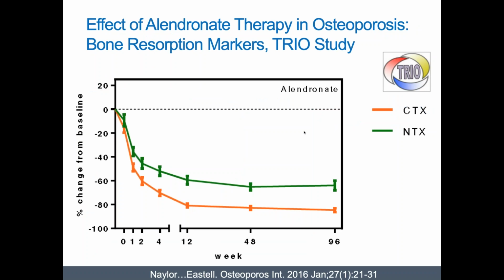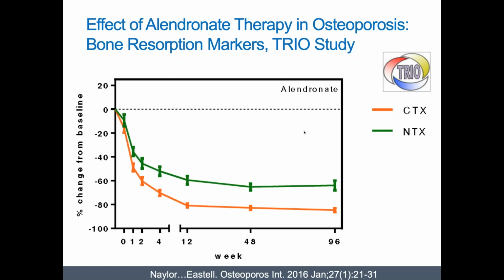So these women will receive one of the 3 oral bisphosphonates, and here I'm showing the results from alendronate. And if we focus on the orange line, which is the CTX, we can see that within a week of taking the alendronate, there's a reduction of about 50%. And by 12 weeks, there's a reduction of over 80% in the CTX. So this is a very, very large change.